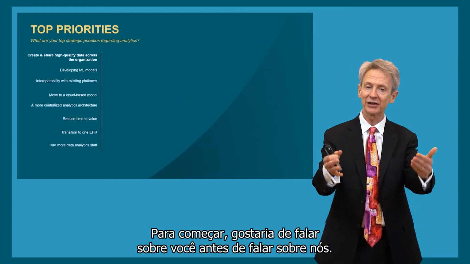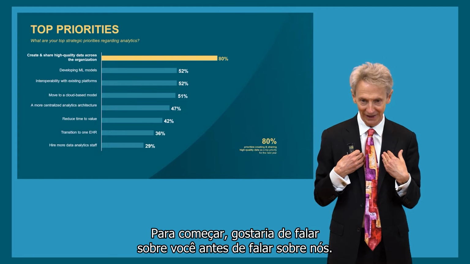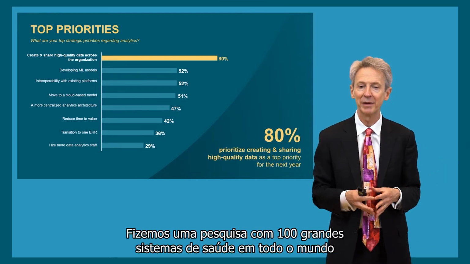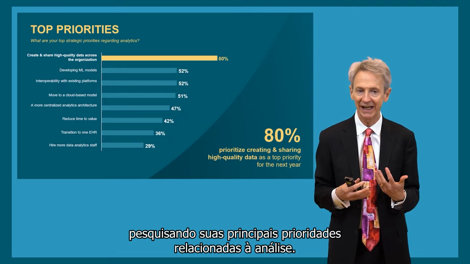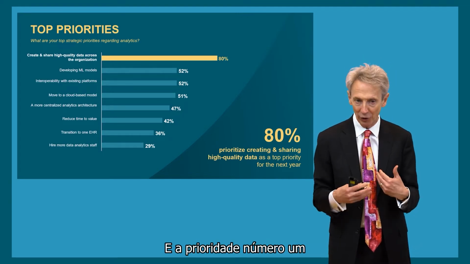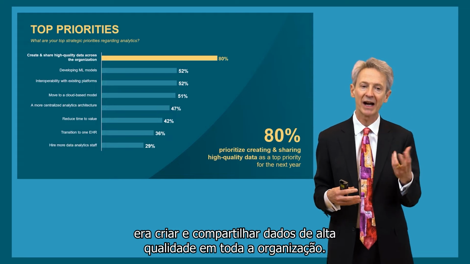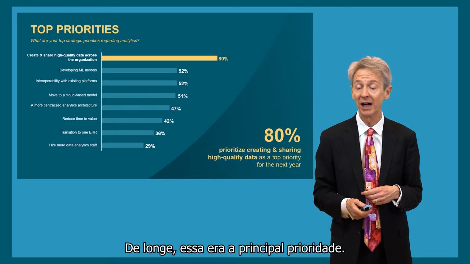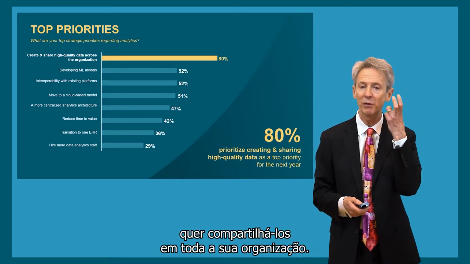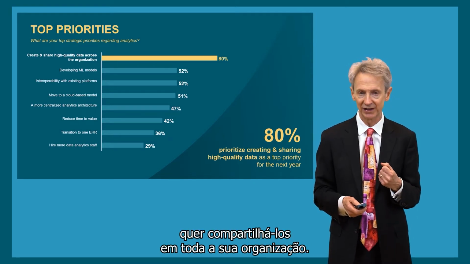So to start with, I like to talk about you before I talk about us. We've done a survey of 100 big health systems around the world for their top priorities related to analytics. And the number one priority was to create and share high quality data across the organization. By far the number one priority. So you want to create the data, you want to share it across your organization.